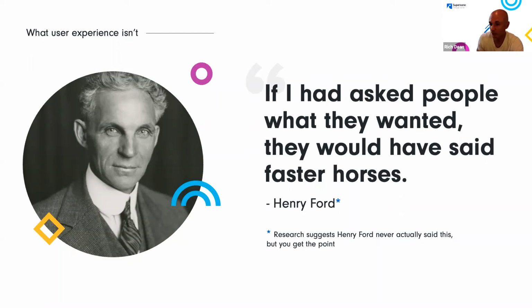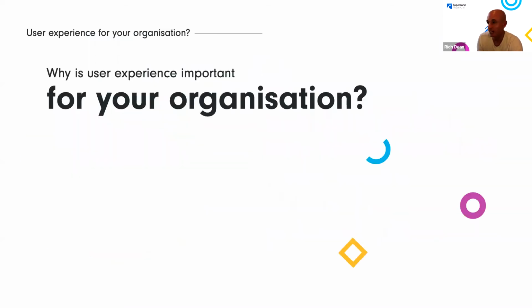Before the motor vehicle was invented, people were used to horses. If you'd said to someone, what do you want? They wouldn't have thought of a car because it's quite a paradigm shift. They would have just said faster horses. So it's worth remembering stuff like that.